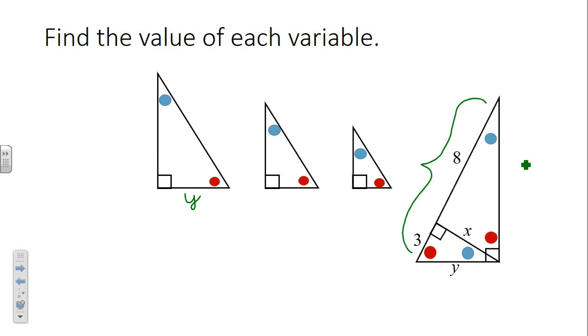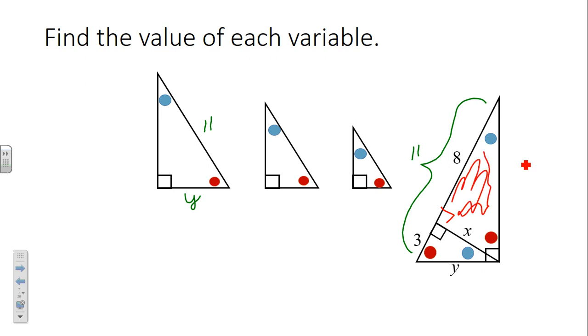How long is the hypotenuse? 11. Okay, so the hypotenuse is 11. Okay, that was the big triangle. So far so good? So far, so great. Now let's look at the medium-sized triangle. The medium-sized triangle is this guy right here.